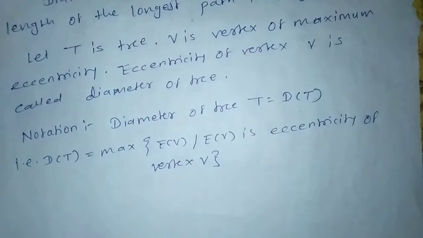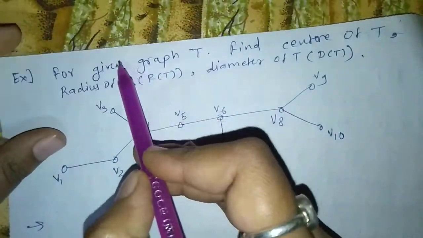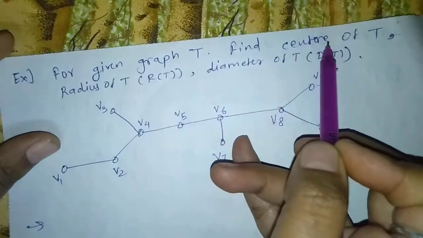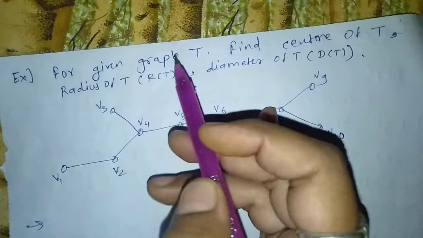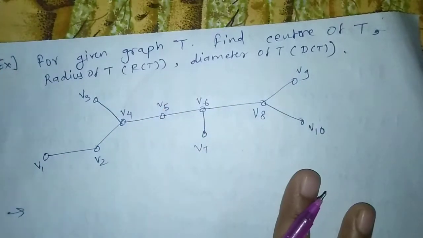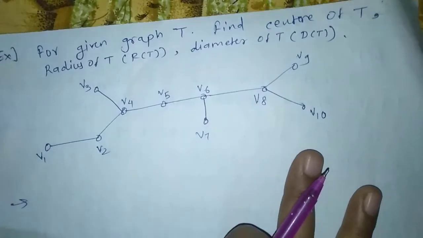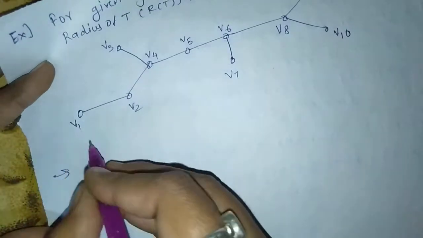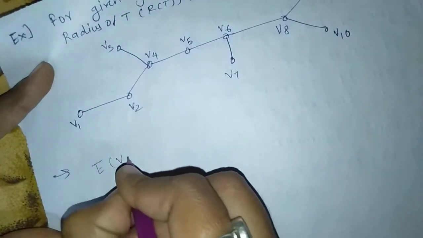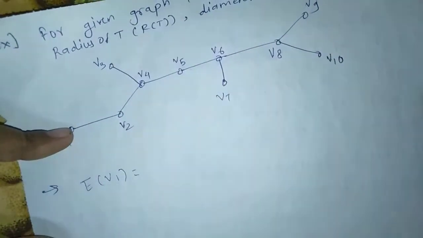So, next example. For the given graph T, find center of T, radius of T and diameter of T. This is the given graph. First we have to find the eccentricity of each vertex, then we find out center, radius and diameter of the tree. First, eccentricity of V1 means maximum distance of V1 to the other vertices.